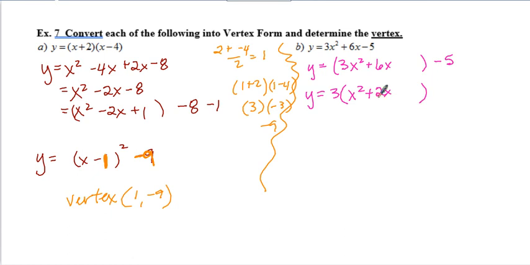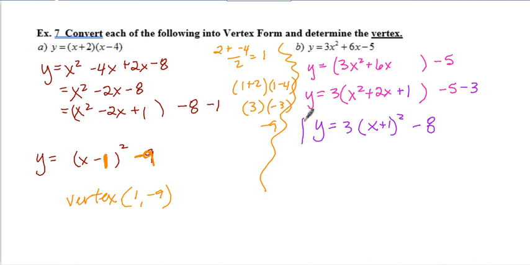And what do I need to complete this square? Half of 2 squared. Half of 2 is 1. 1 squared is 1. Whatever I do out here, 3 times 1, I have to balance out here. So now I have y equals 3 times, this perfect square is x plus 1 squared, and then -5 and -3 is -8. So there's my vertex form on that.